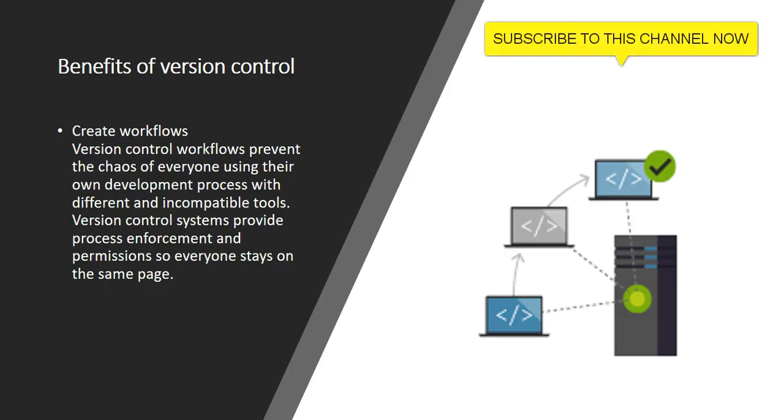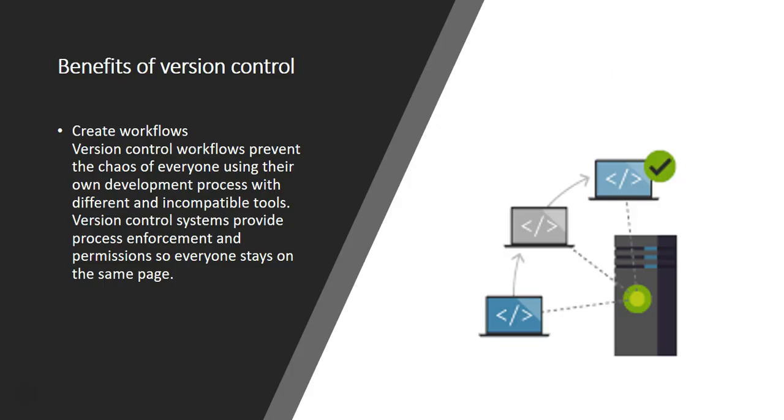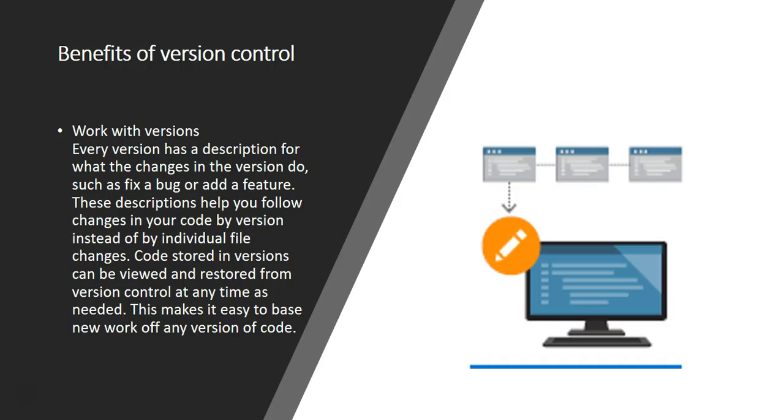See, version control creates workflows. Version control workflows prevent the chaos of everyone using their own development process with different and incompatible tools. So if many of your engineers are making a change to the code which is not live, not in production, but yes, they will have to commit their code. So if more than 10 or 20 engineers are working on the same workflow or a different workflow within the same code, then it would be chaos for everyone to track the changes. Version control would do it for you with the proper permissions, so that every member in the team stays on the same page.